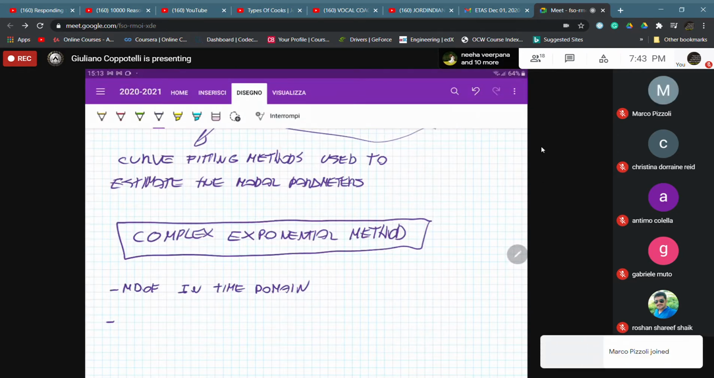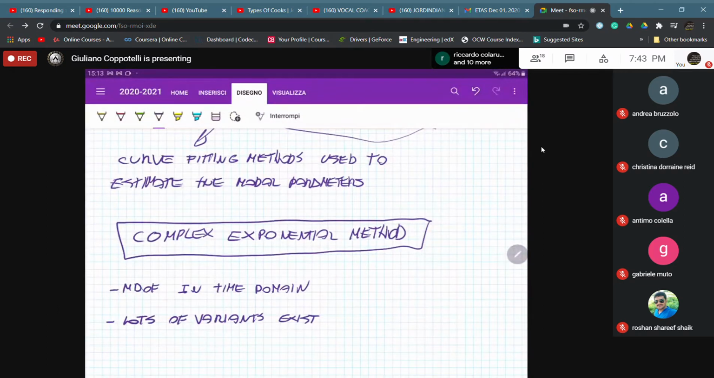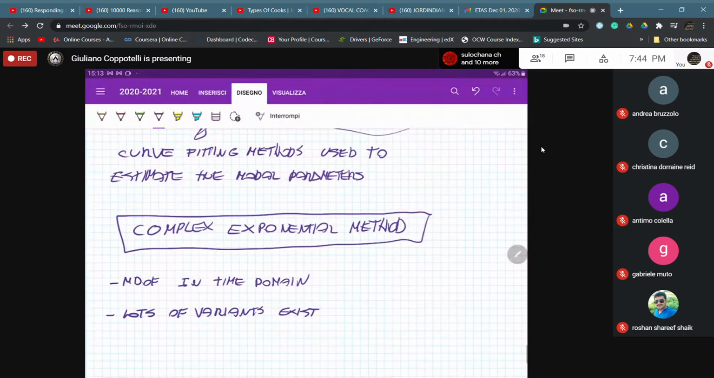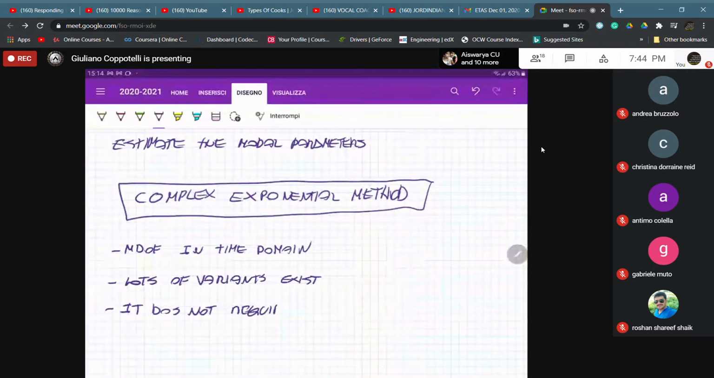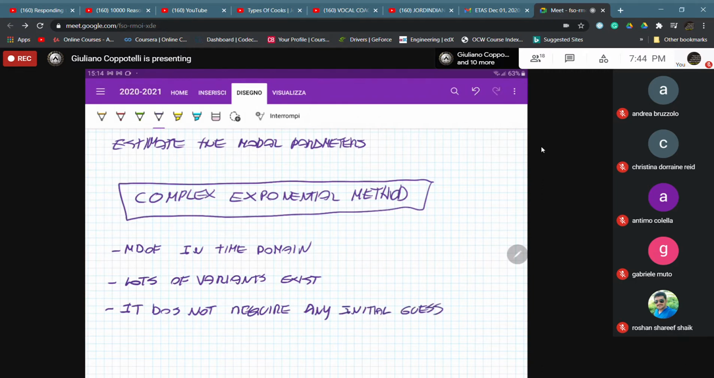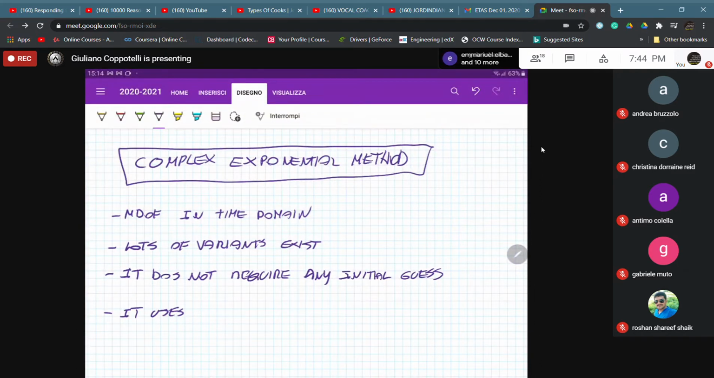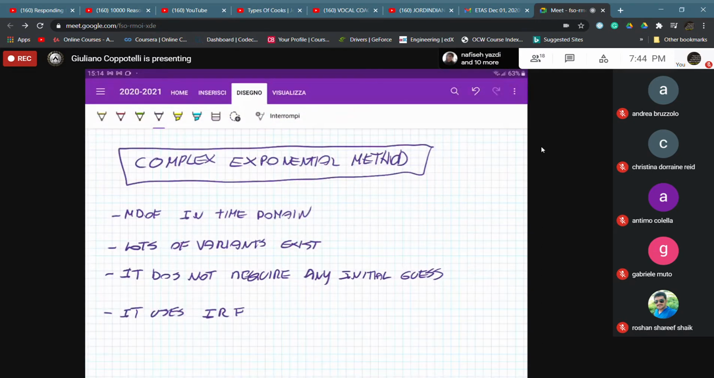Lots of variants exist. We are just seeing one of them, the basic one. The main advantage is that it does not require any initial guess, and that is very important. It uses the impulse response function, because instead of using the frequency response function, it is operating in the time domain, so it uses the impulse response function.